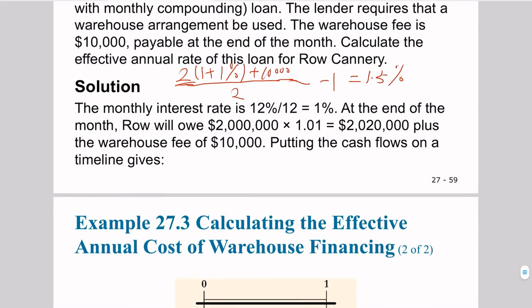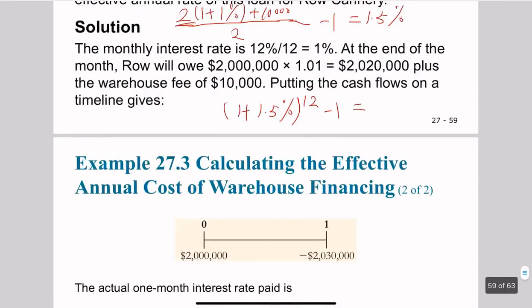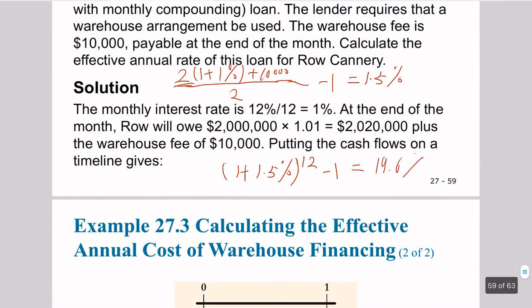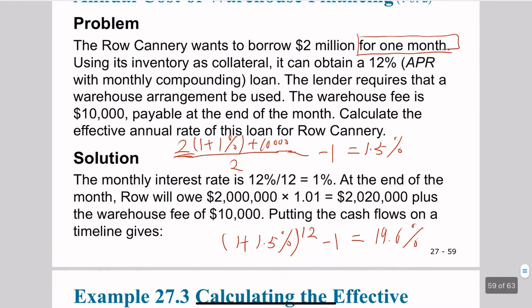And then we want to annualize this. So we have 1 plus 1.5% and an exponential of 12. So this gives us an annual rate of 19.6%. So if you compare the effective annual rate with APR, you can see that it's much higher, right? The reason is because you have to pay this $10,000 very high warehouse fee.